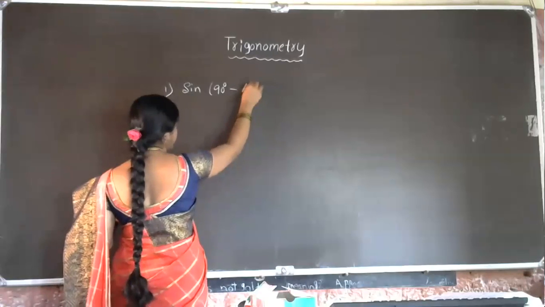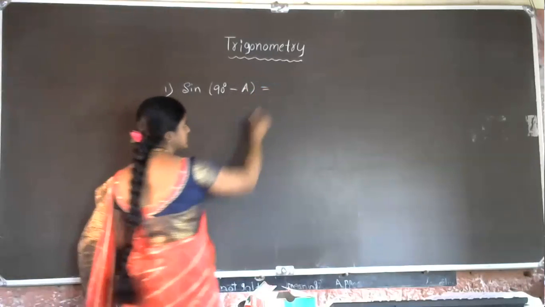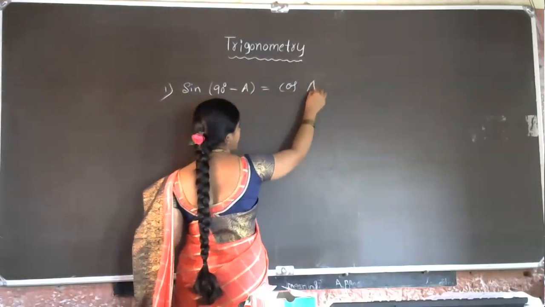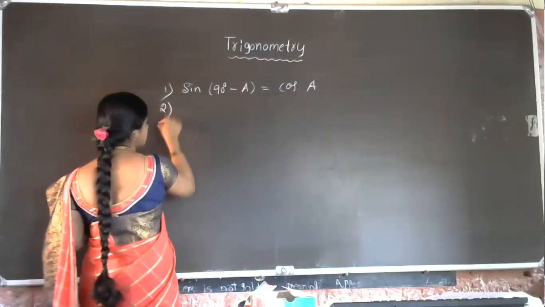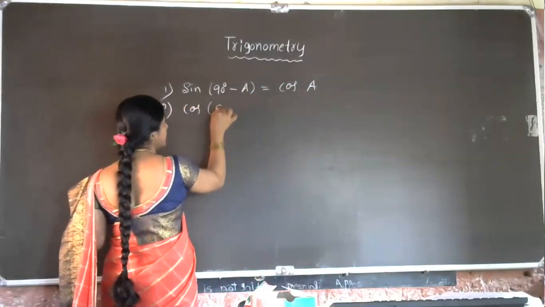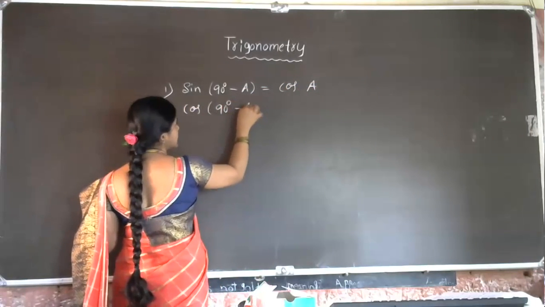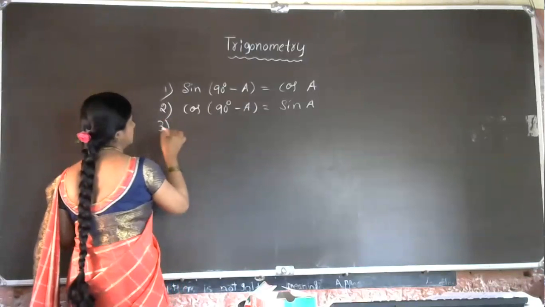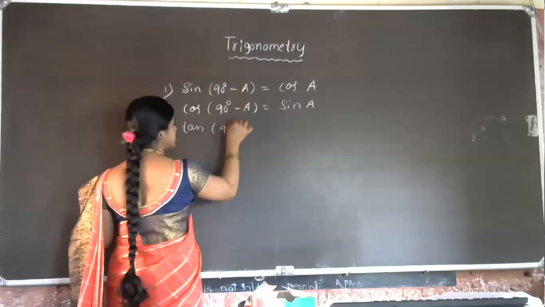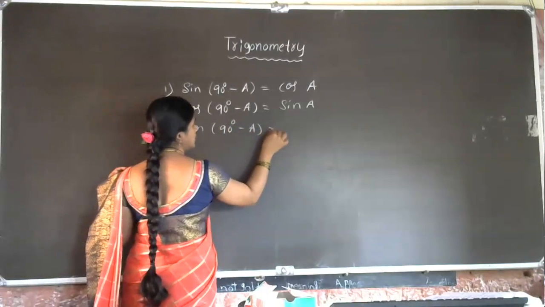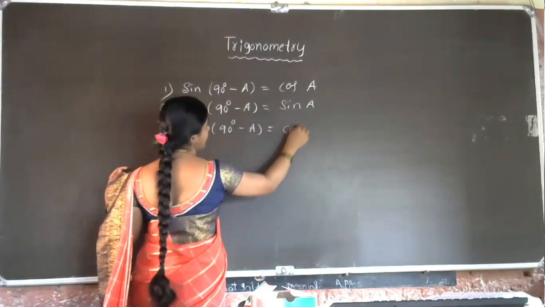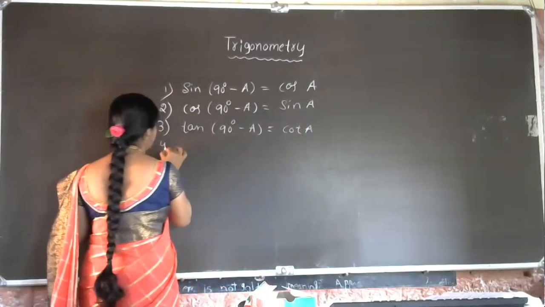Sin 90 minus theta is equal to cos theta. Sin 90 degree minus theta, or A you can use, is equal to cos A. Then the second one: cos 90 minus A is equal to sin A. Then the third one: tan 90 degree minus A is equal to cot A. Okay, next, the fourth one.